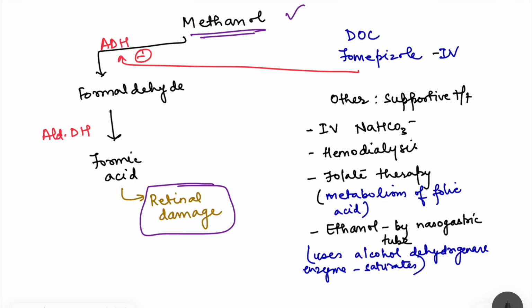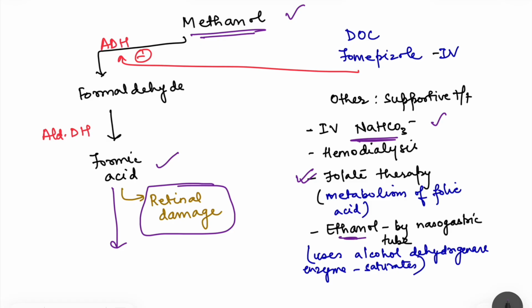So first, supportive treatment should be there. Then to maintain the pH, because you see formic acid is being formed, IV sodium bicarbonate is given, which is going to neutralize this acid, and this is a very effective treatment. It has to be done, IV sodium bicarbonate. Hemodialysis to remove the methanol and also the metabolites, that is formic acid, from the circulation. Then folate therapy. Folate therapy basically promotes the metabolism of this formic acid.